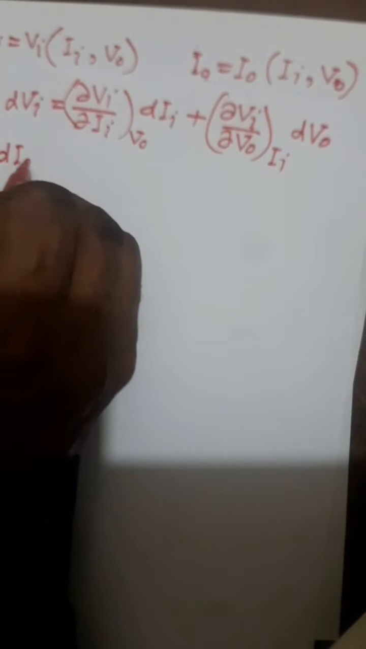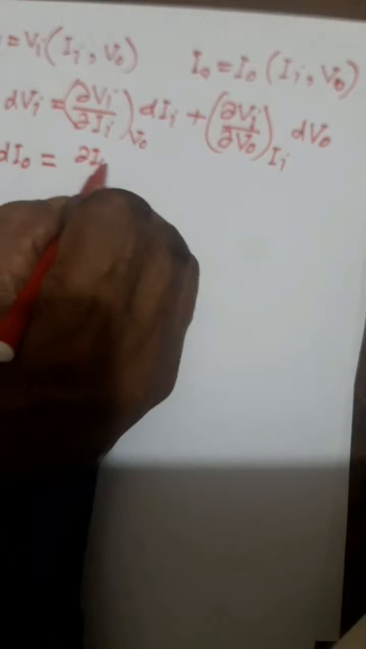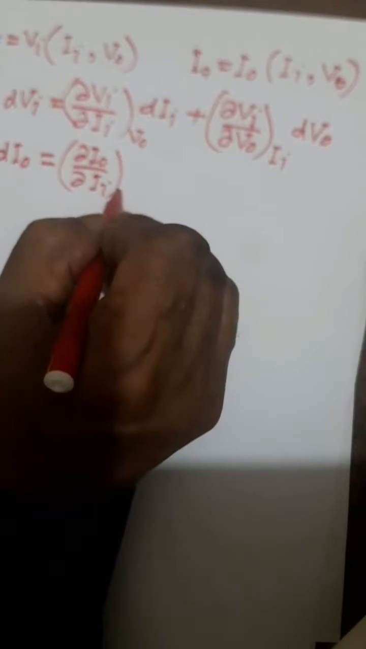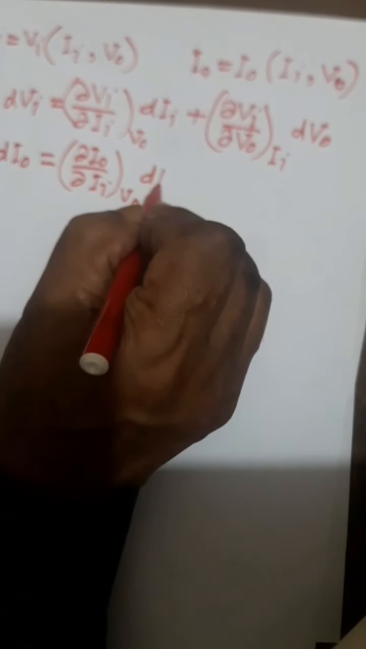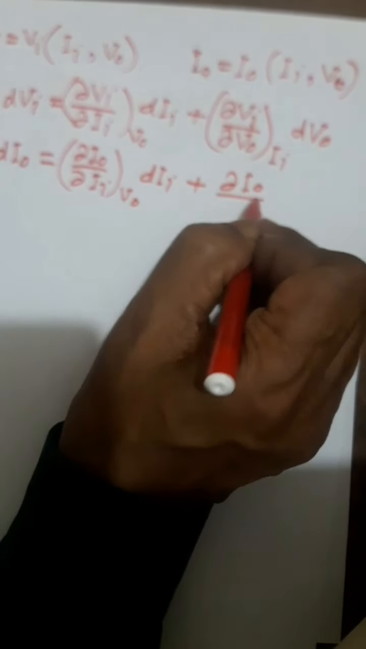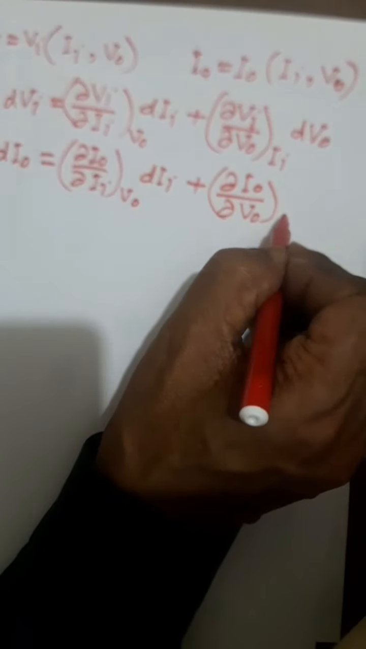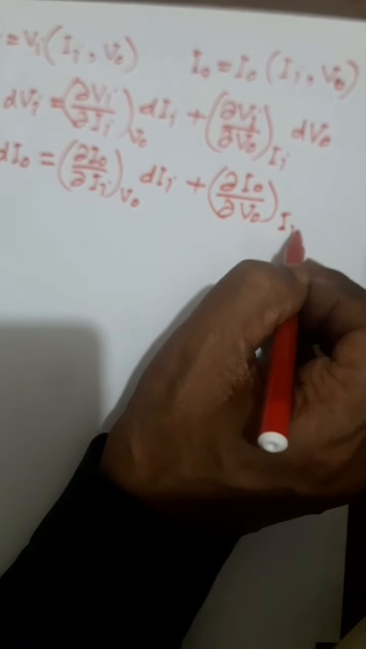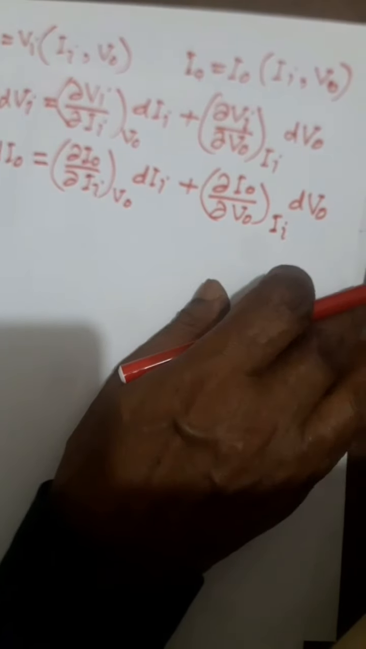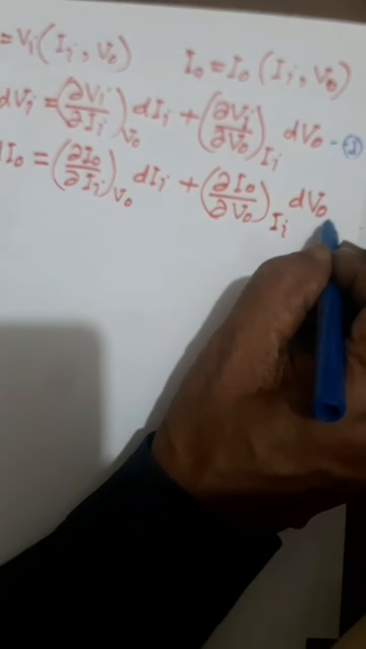dIo equals del Io divided by del Ii, at constant Vo, dIi, plus del Io divided by del Vo, at constant Ii, dVo. This is equation number 1 and this is equation number 2.